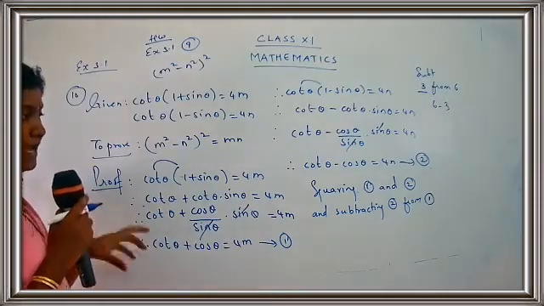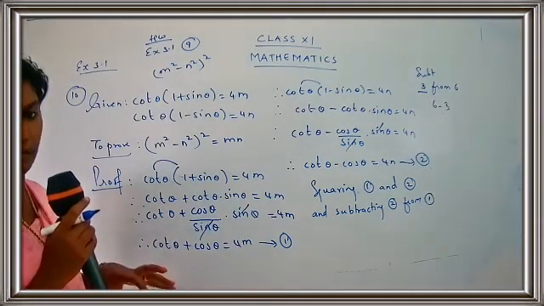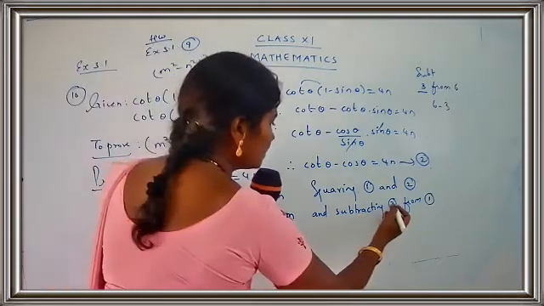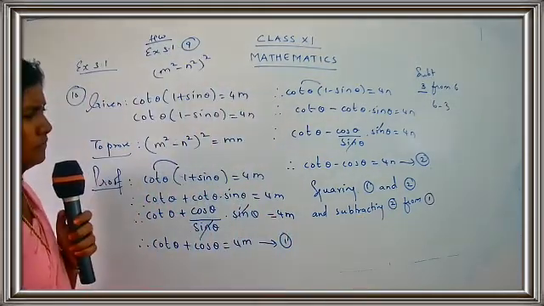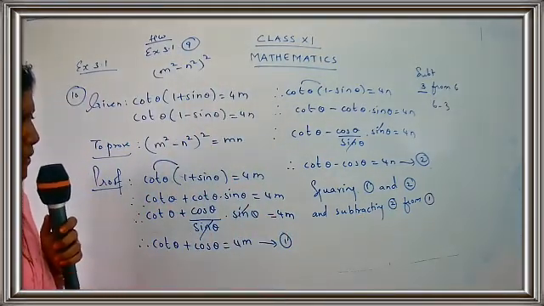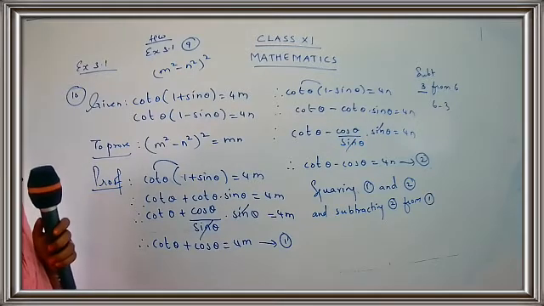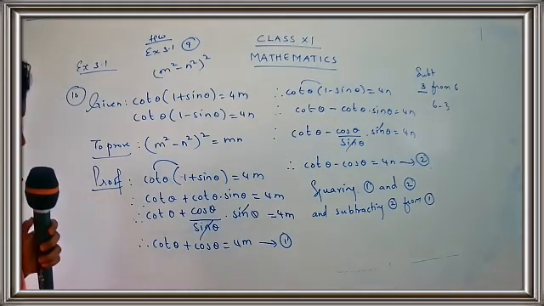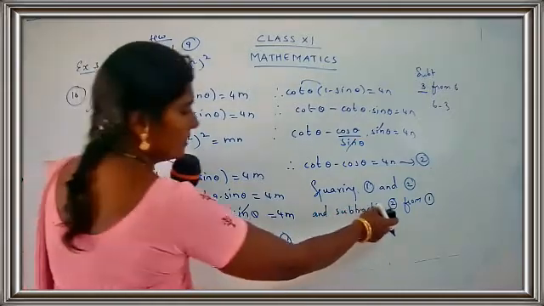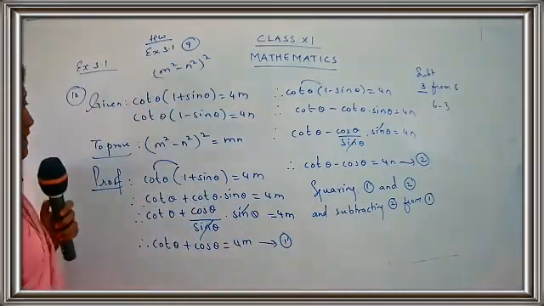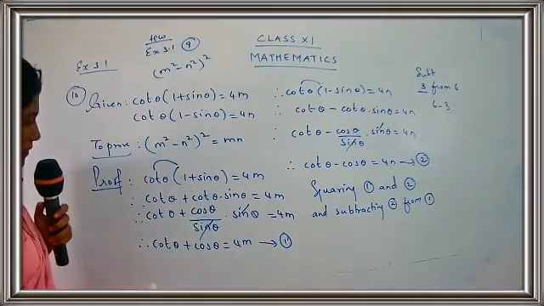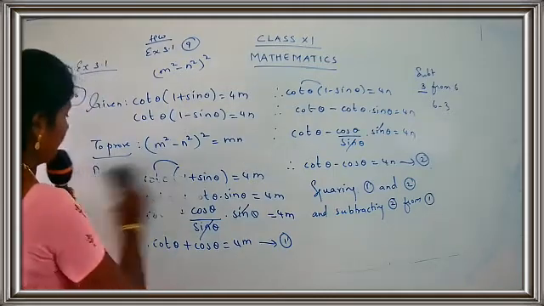Squaring 1 and 2 and subtracting 2 from 1. So what you do is, okay, no problem. We'll write down squaring 1 and 2 and you're going to subtract that 2 from 1. We can change the numbers later on. Let me see whether we can write another number, or we'll keep the same number. Let's go for the work.